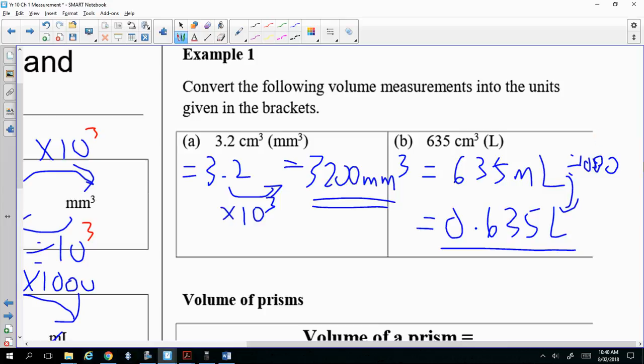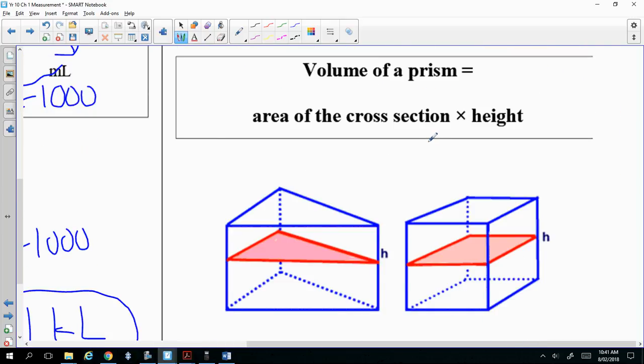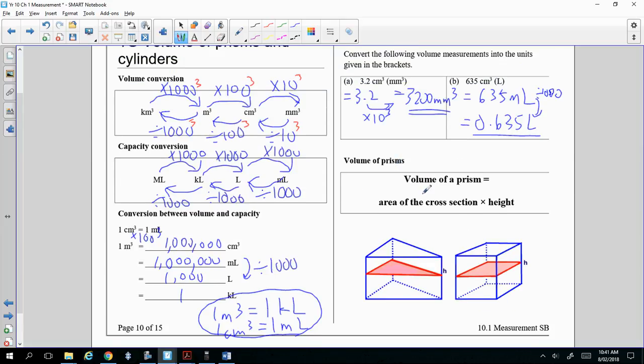After the conversion of units, we're going to do volume of prisms. That's the formula written below. How do we calculate the volume of a prism? A prism must have the same cross section. This is a triangular prism, and this is a rectangular prism. In both prisms, the cross section is always the same. For this reason, the volume of a prism is just the area of the cross section, which is the red bit, times the height. And the height is the perpendicular height, perpendicular to the cross section.